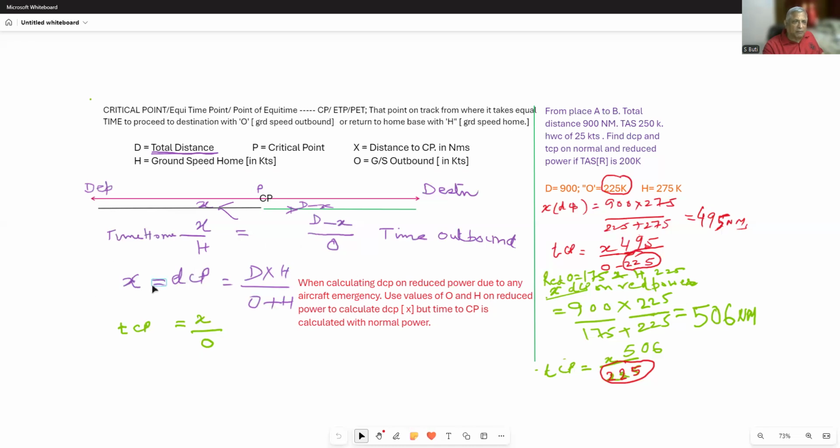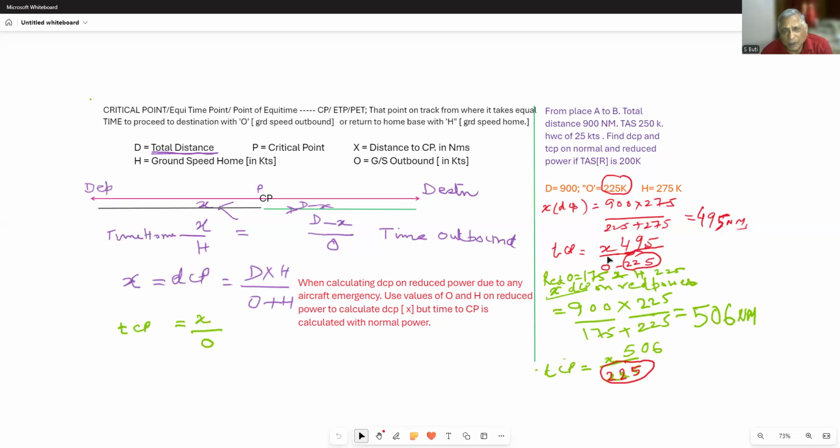Now for calculating the value of X, distance to critical point, use O and H with reduced power ground speeds, which I'll get on my reduced power, and calculate this point X and divide it by my normal ground speed outbound, not with the reduced. Here I have taken both reduced. Normal ground speed outbound, I'm flying with my normal ground speed. I just want to know, have I crossed this point or not? Okay. If the time is gone, carry on. If not, return back. If you are exactly over this point and the engine fails, both sides, you will take equal time.